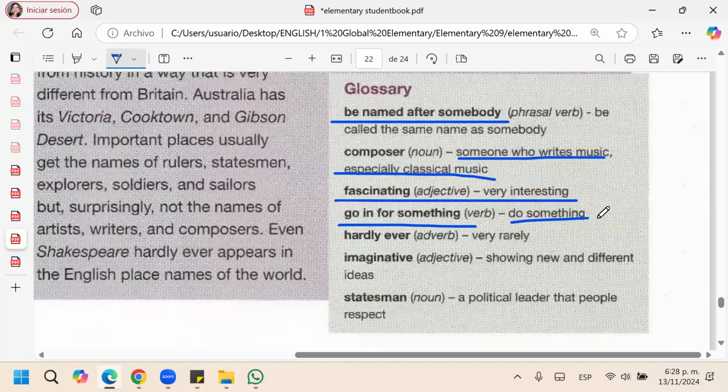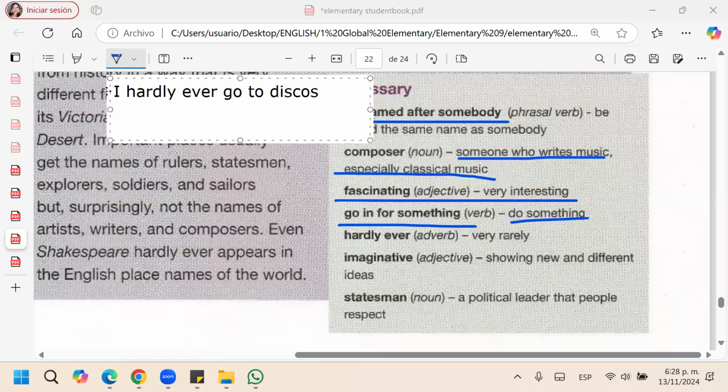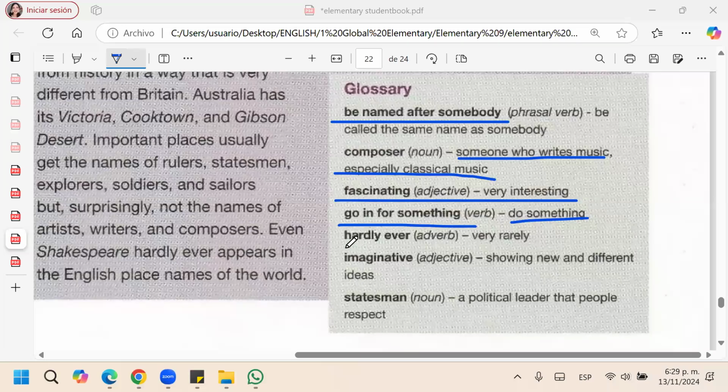Hardly ever, very rarely. Hardly ever, muy rara vez, hardly ever. Okay, for example, I hardly ever go to discos. No, like once a year, hardly ever, almost never. Okay, imaginative, yes, imaginative. It's new ideas, different ideas.